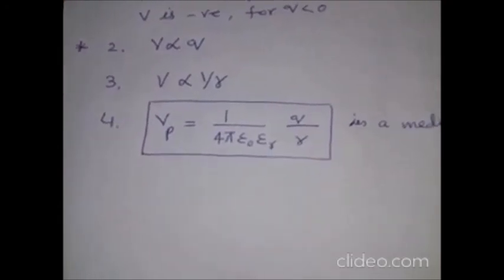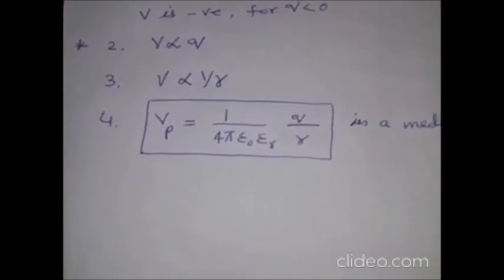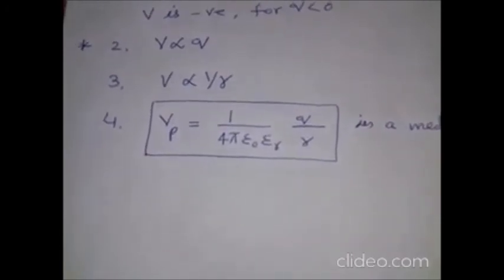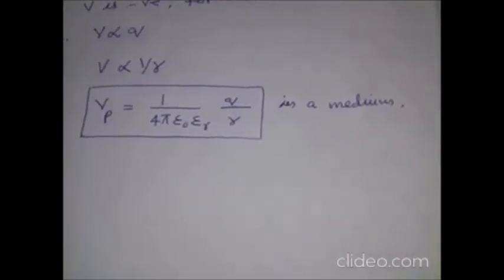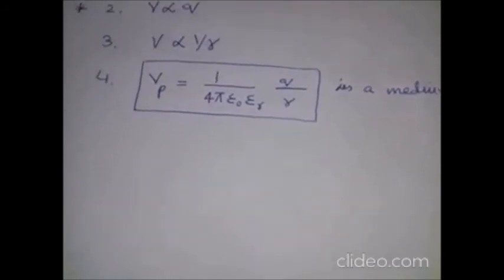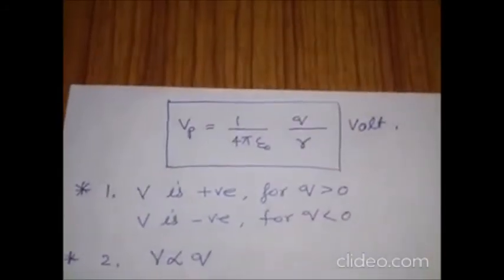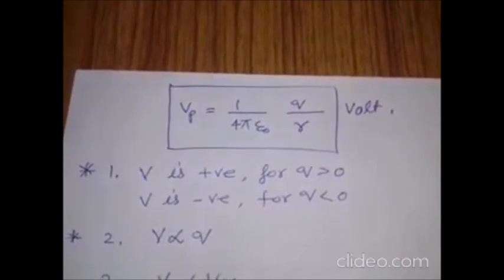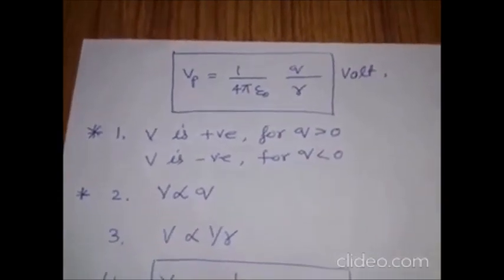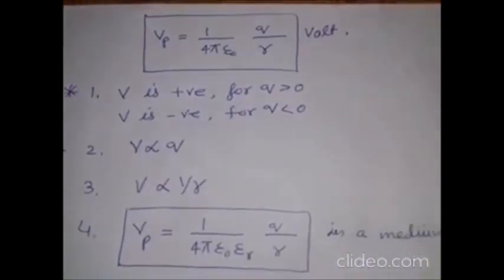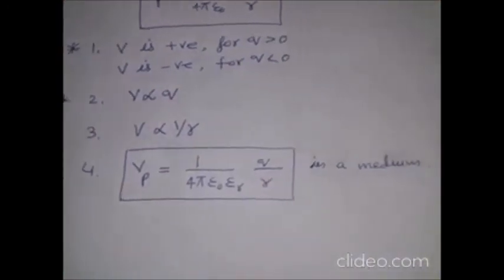Fourth, potential in a medium: Vp is equal to 1 upon 4 pi epsilon naught epsilon r Q upon r. This is the potential in a medium whose dielectric constant is epsilon r. And this formula, Vp is equal to 1 upon 4 pi epsilon naught Q upon r, is the potential in air, free space or vacuum. Okay, so this is all about the electric potential.